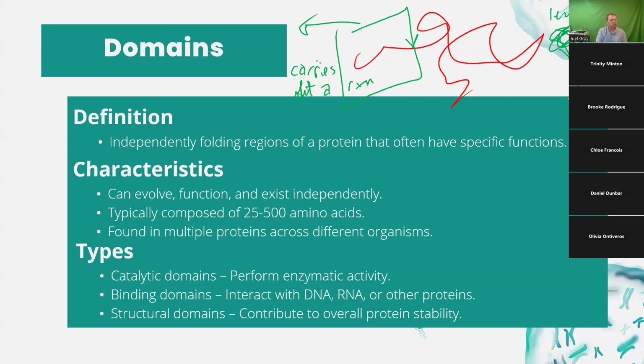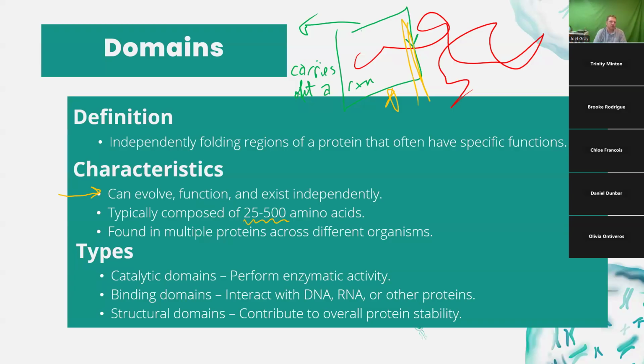Now, characteristics of a domain. A domain can evolve, function, and exist independently. So we could take this protein and cut this off. I'm going to erase the tree that I drew a moment ago, despite it being a really good drawing. We could cut that part of this protein off and it's going to be able to do its own thing. Now, a domain is typically 25 to 500 amino acids. It's also going to be found in multiple proteins across different organisms. So this same domain is going to be what's known as highly conserved. It's found in this protein, it's found in 50 other proteins.